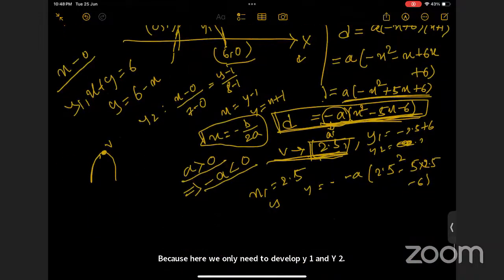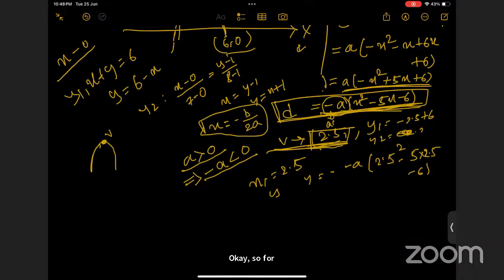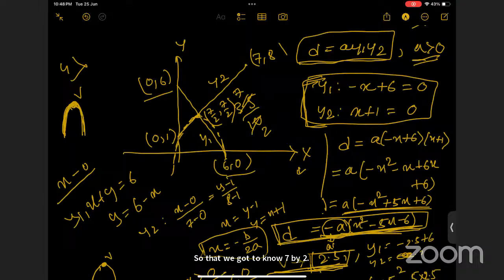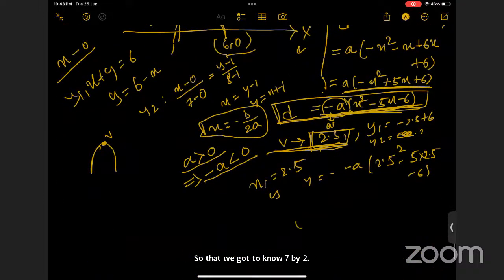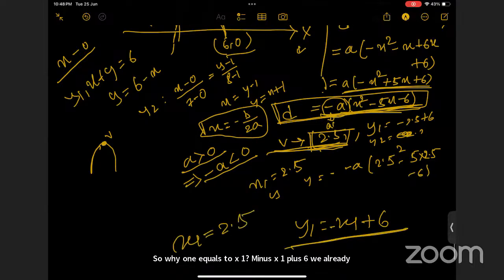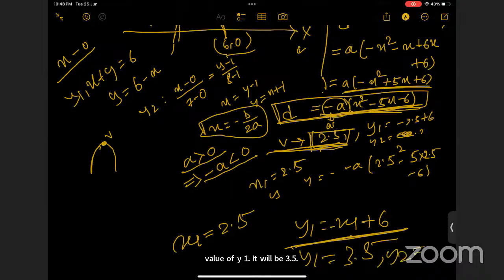Okay, so where did we substitute this 2.5, madam, so that we got 7/2? In these two equations, y1 and y2. You need to find the values of y1 and y2, right? So y1 equals x1 minus x1 plus 6, we already have, and x1 equals 2.5. So if we just put the value of x1 here, you can get the value of y1. It will be 3.5. Okay. Similarly, for y2, you will get the value 3.5. Okay.